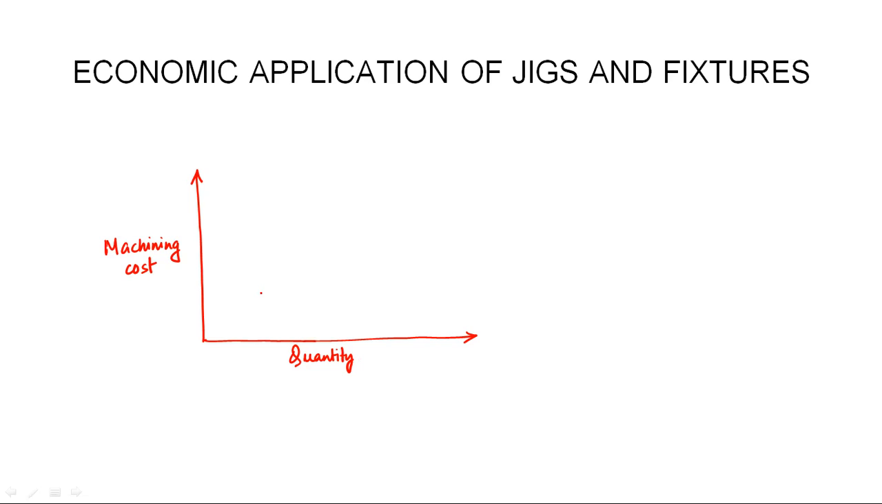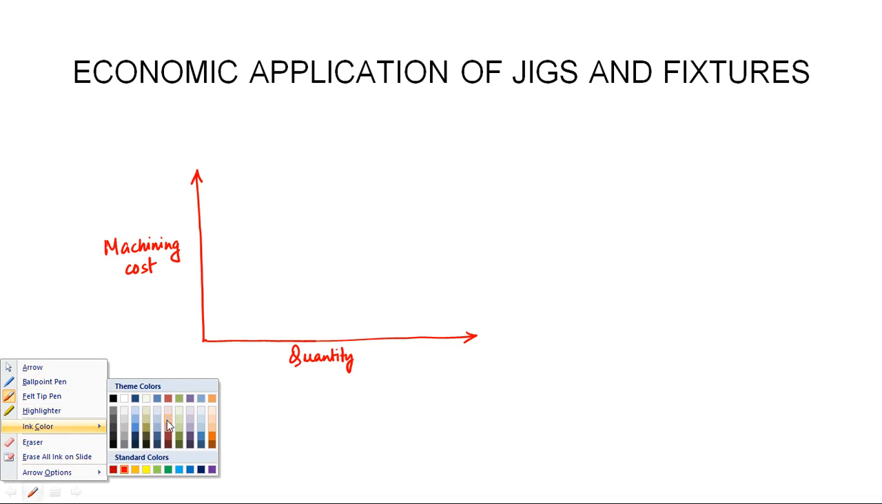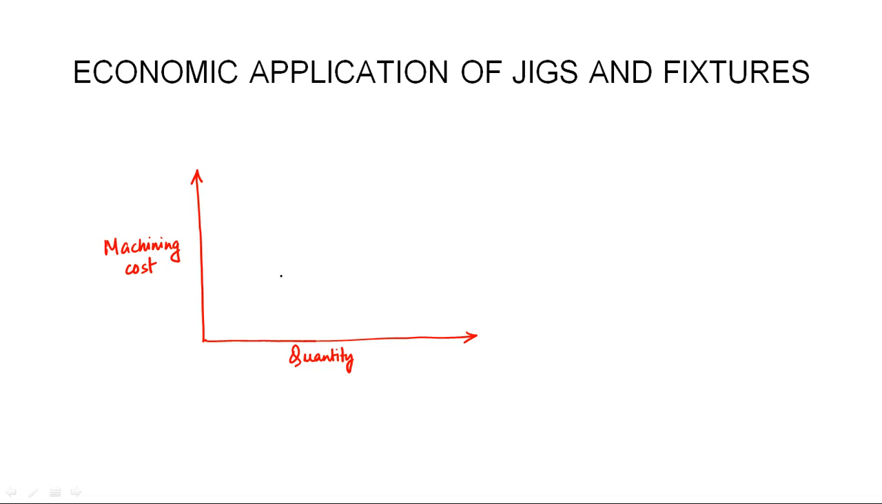Now if we use the job-based system, that means piece production, where a single piece is produced at a time, and we draw the relationship between the machining cost and the quantity, then with the increase in quantity, the machining cost will also increase. When we are not using any jigs and fixtures, it will increase linearly. With the increase in the number of pieces, the machining cost will also increase.